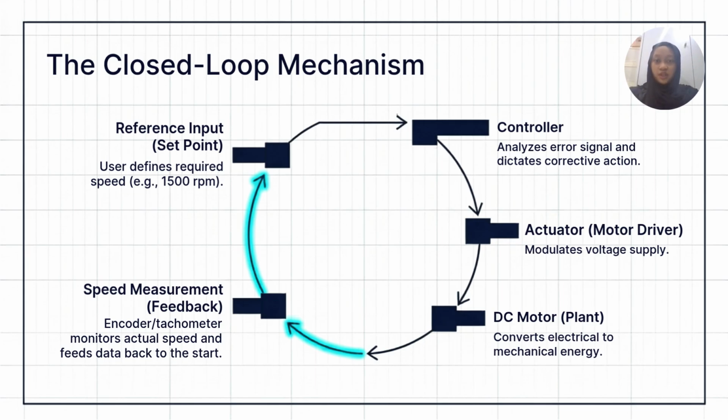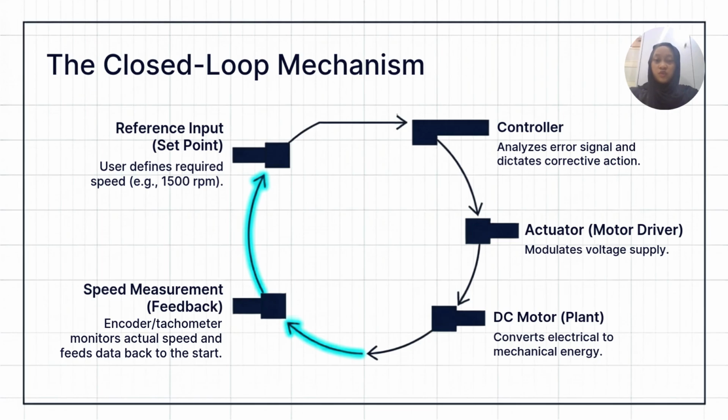Next, this slide explains how the closed-loop DC motor speed control system works. The process starts with the reference input, where the user sets the desired motor speed at 1500 rpm. The controller compares this desired speed with the actual speed from the feedback sensor. If there is any error, the controller sends a signal to the actuator, or what we call the motor driver, to adjust the voltage supplied to the DC motor. Then the motor changes its speed accordingly. The speed sensor continuously measures the motor speed and sends the feedback back to the controller.